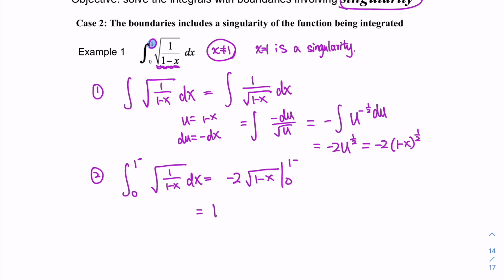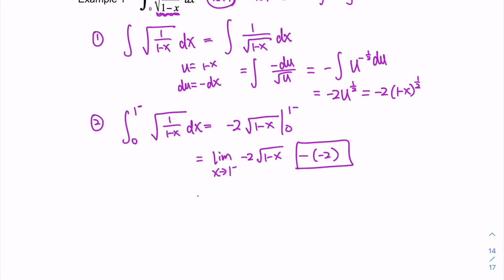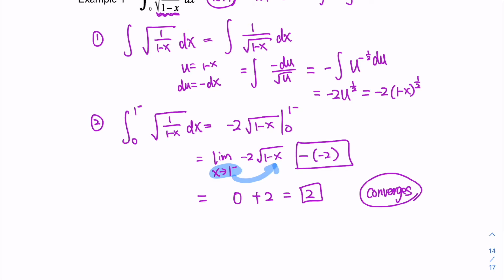Now we are going to use the limit as x goes to 1 minus. We plug 1 minus in, so it's negative 2 times the square root of 1 minus x, and then we plug 0 in, so it's minus negative 2. This constant we don't have to worry about; we have to evaluate the limit here. As x approaches 1 from the left, we can plug 1 directly in, which gives us 0 plus 2. So the final answer is 2. So the integral converges. It doesn't matter whether it's a left one-sided limit or a limit, you can plug it in. If you plug it in, you get a number, then that's your answer.